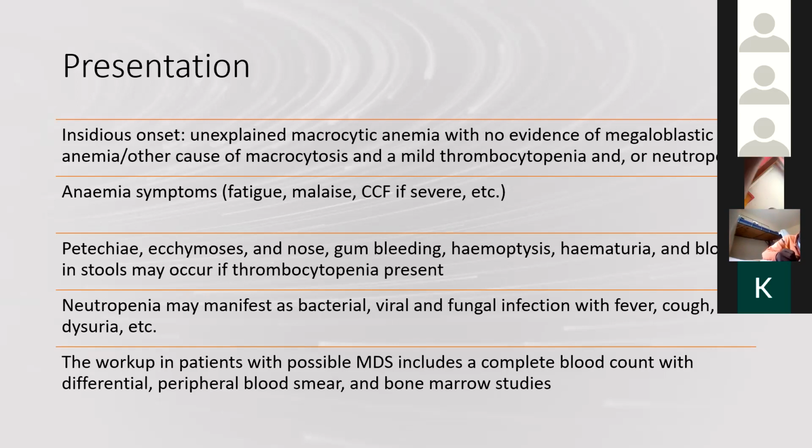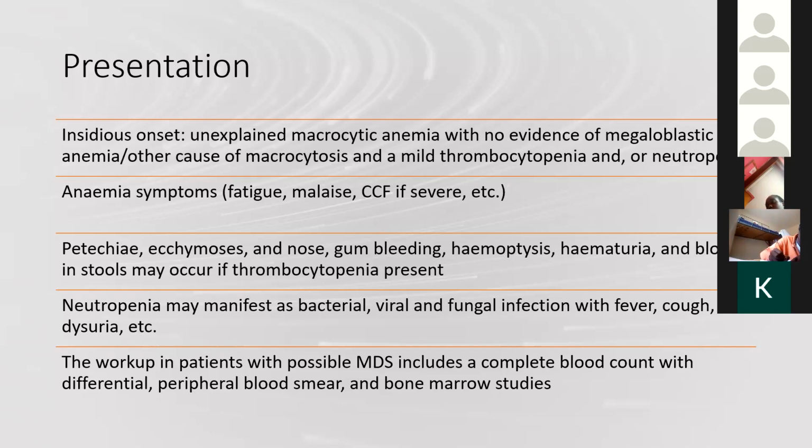The bleeding tendency, like petechiae, ecchymosis, nose, gum bleeding, hemoptysis, hematuria, blood in stools, all those will occur if there's thrombocytopenia, again, depending on the levels of the platelet counts. Neutropenia may manifest as a bacterial, a viral, or fungal infection. Patients often will have a fever. They have a urinary tract infection.